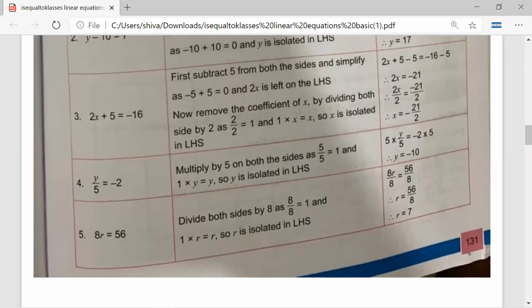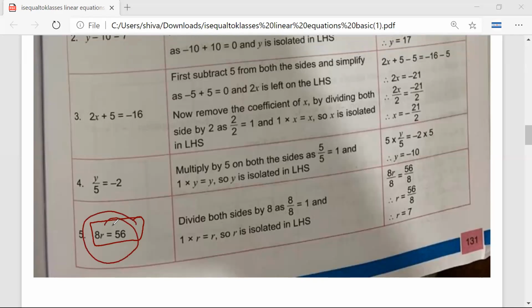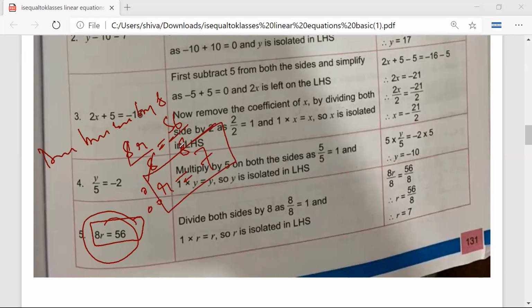Now, if it is in the form of 8r is equal to 56, what can I do, Mr. Satya? In this, you can divide both sides by 8. Shabash. Divide both sides by 8. So 8r upon 8 is equal to 56 upon 8. This will cancel. Therefore, r would be equal to 7. Mr. Satya, any doubt? No. Mr. Sarthak, any doubt? No, sir. Okay, great.